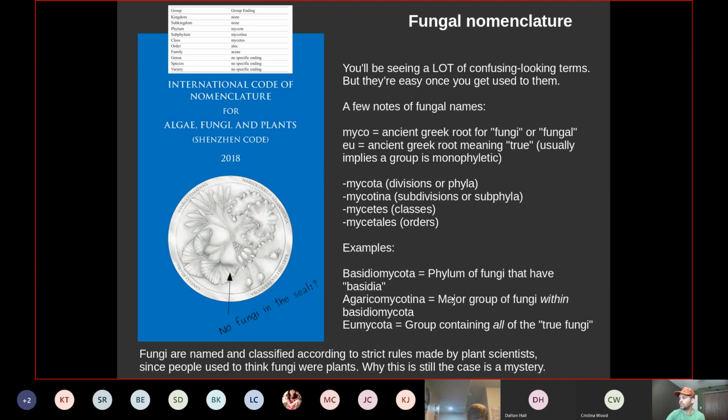Agaricomycotina is a big group of fungi within the Mycetes. Okay. Eumycota means all of the true fungi. So keep this in mind. When you get to your textbook, you're going to see these terms, and they're going to be overwhelming at first. So just remind yourself that these refer to levels of classification. Okay.